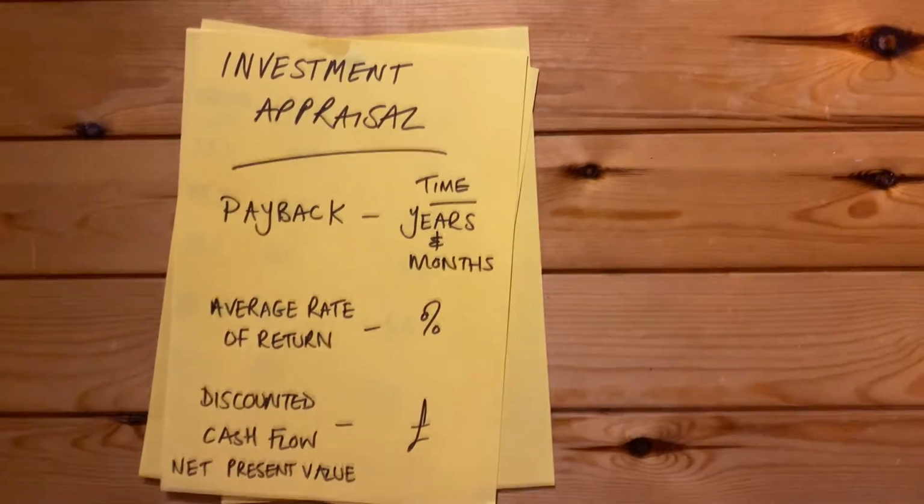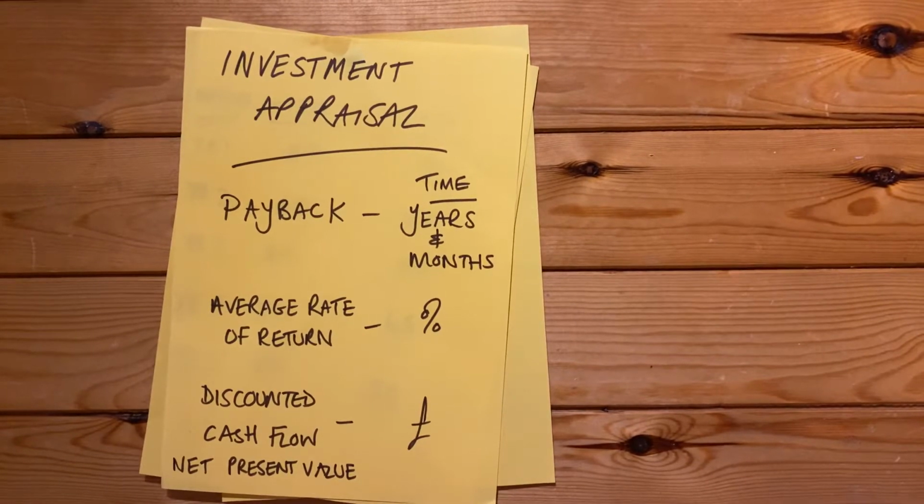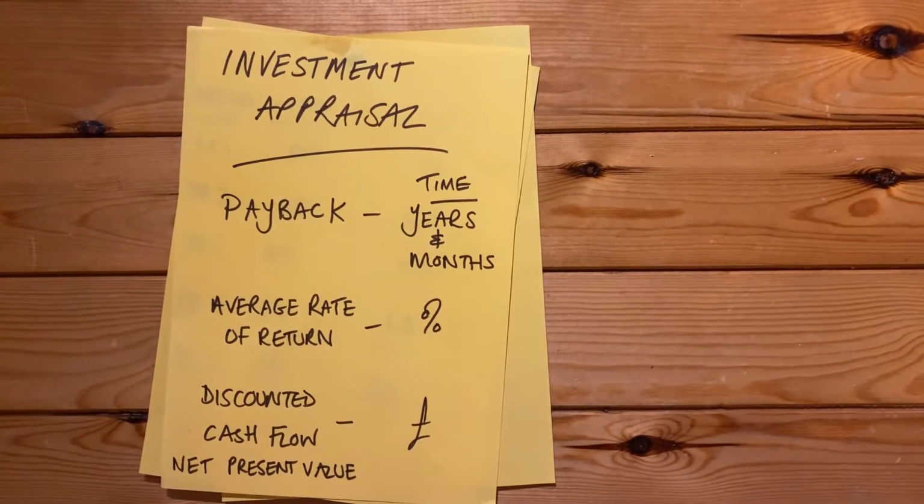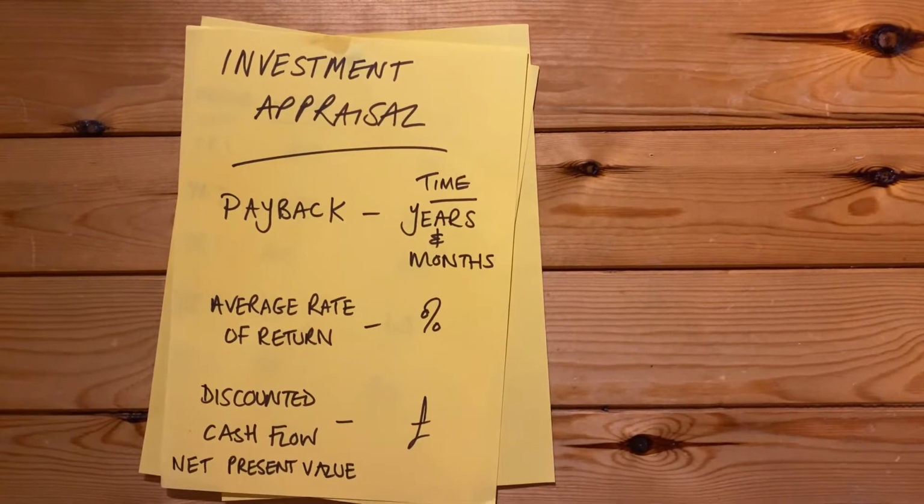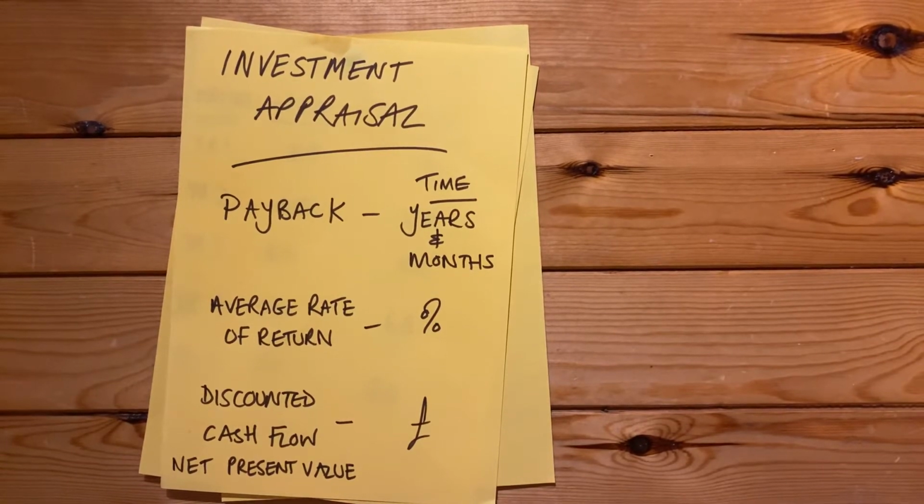You've got payback, which is measured in time, generally years and months. You've got an average rate of return, which is measured in a percentage. What percentage rate of return do you get on your investment? And you've also got something called discounted cash flow, where you work out the future value of the money. And it's always in pounds.